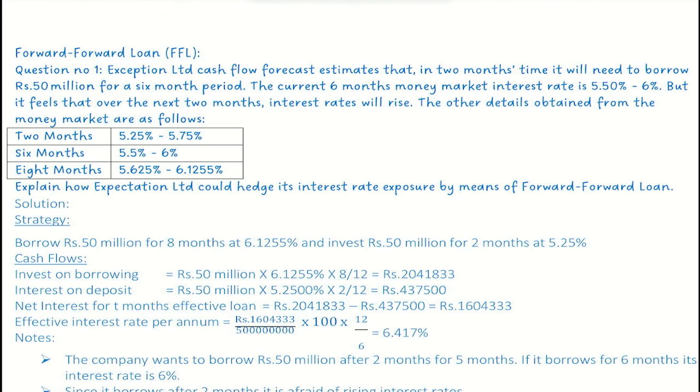Immediately they said, sir, $1 equals rupees 83. I said, keep it with you. I don't want a forward rate on the dollar. I want a forward rate of interest. Like how you are locking a forward rate on the dollar, please lock a forward interest rate also for me.